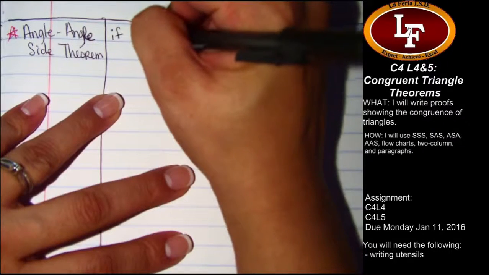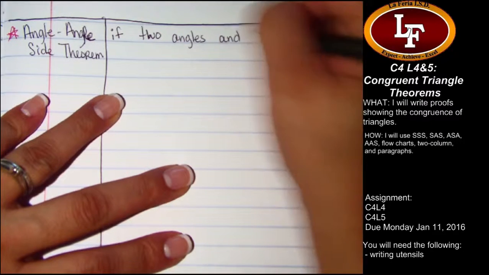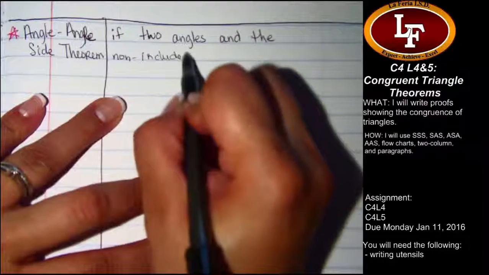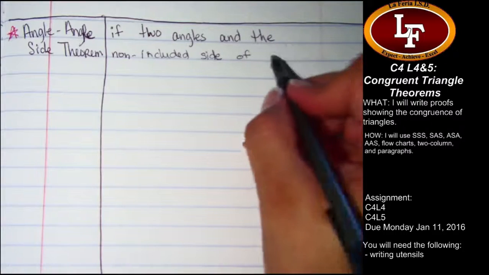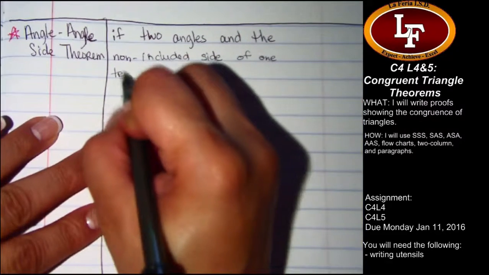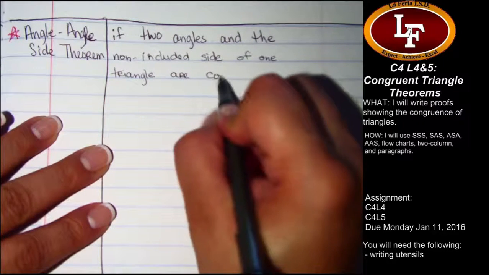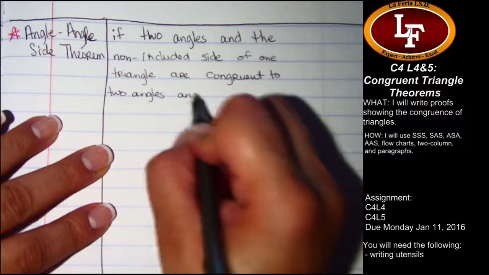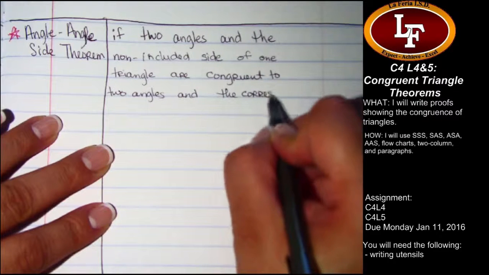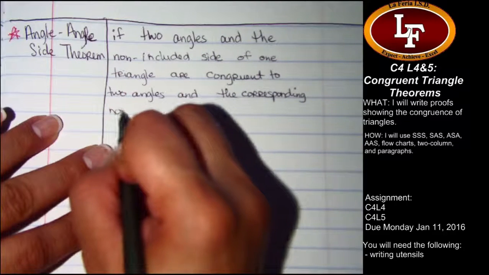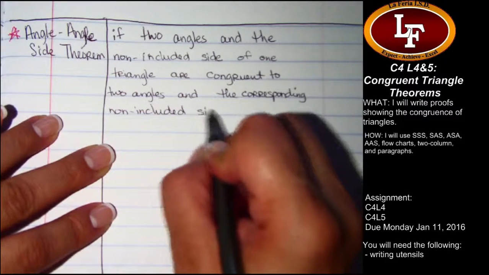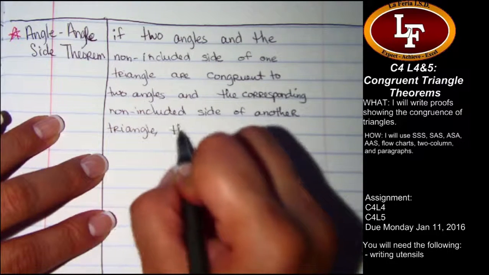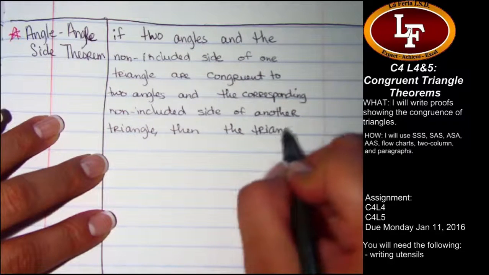All right, so if two angles and the non-included side of one triangle are congruent to two angles and the corresponding non-included side of another triangle, then the triangles are congruent.